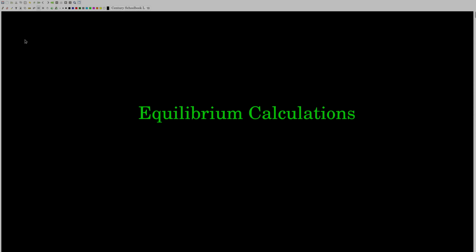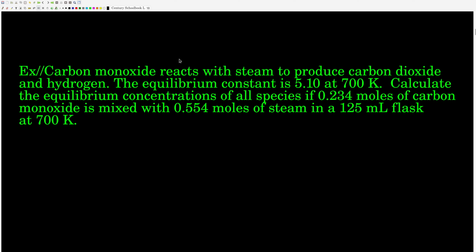Hey guys, this video is about equilibrium calculations. And we're going to start out with an example. We're told that carbon monoxide reacts with steam, which is just gaseous water, to produce carbon dioxide and hydrogen, all gases. The equilibrium constant we're given, 5.10 at 700 Kelvin, and we're asked to calculate the equilibrium concentrations of everything present, all species present, if we start out with 0.23 moles of carbon monoxide and 0.55 more moles of steam, water, in a 125 milliliter flask at 700 Kelvin.